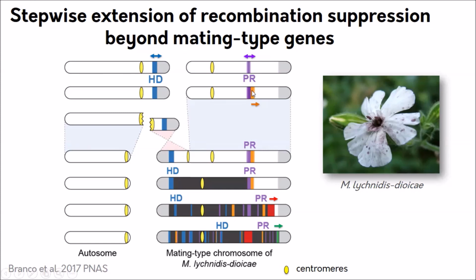And then later, again, another evolutionary stratum further from the PR locus, and then a chromosomal rearrangement that linked together the HD and PR loci, and then a rearrangement, and then further extension of recombination suppression, and then again. So you had really a stepwise extension of recombination suppression, just like on sex chromosomes.